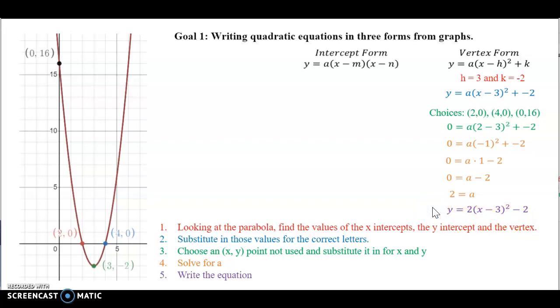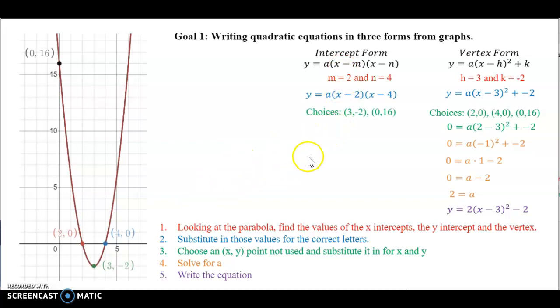Now let's consider if we want to find the equation in intercept form. We've done this before, but just to refresh your memory, we know that the first x-intercept is 2, and another x-intercept is 4. So we have 2 and 4, substituting that into the equation.